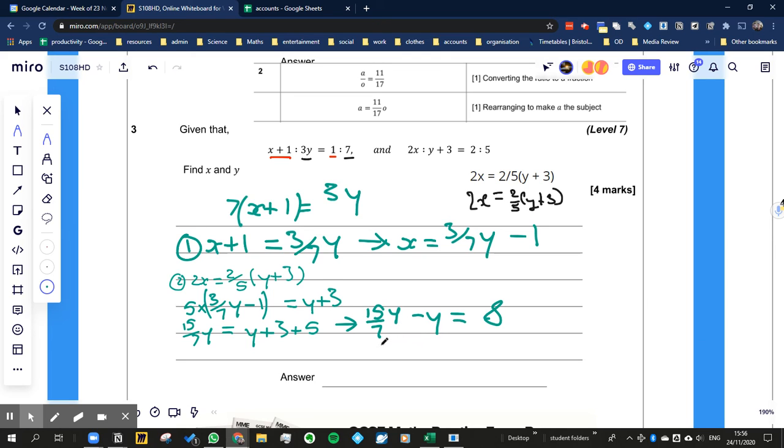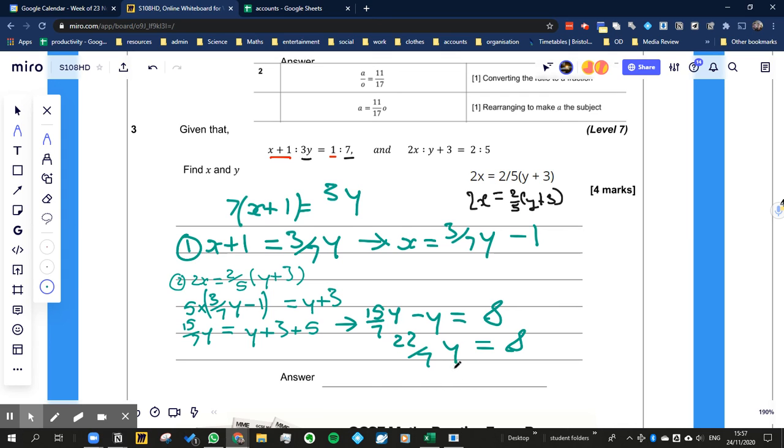Basically it's 15 over 7 plus 1. So 15 over 7 plus 7 over 7, because 1 is 7 over 7, if we want to keep them the same. So 7 over 7 plus 15 over 7, that'll be 22 over 7. So it'd be 22 over 7 times y is equal to 8.